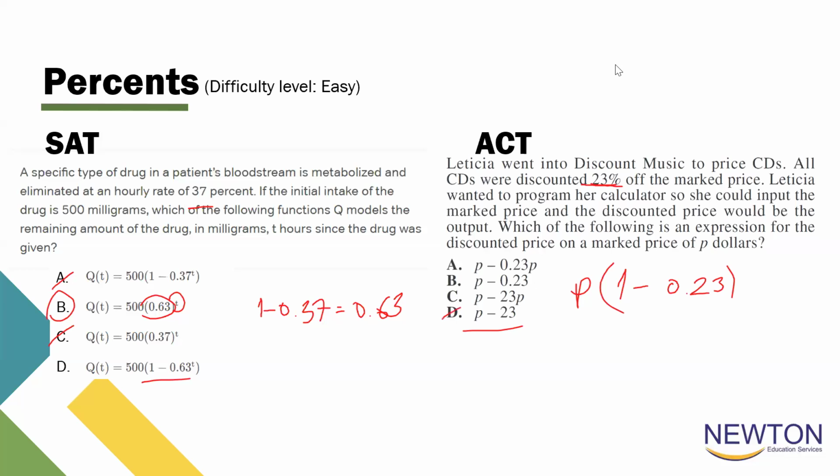Obviously, it's not going to be D or C. So we're choosing between A or B. And because I have the P outside, we have to use the distributive property. So it's going to be P minus 0.23P. So our correct answer would be A. Okay, so these are both easy questions.